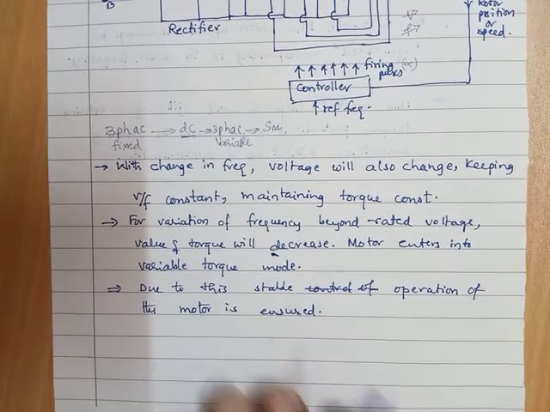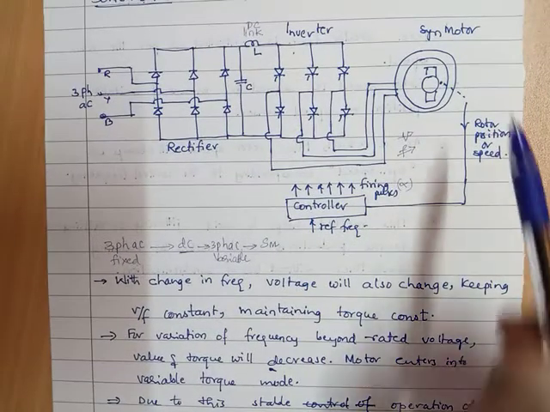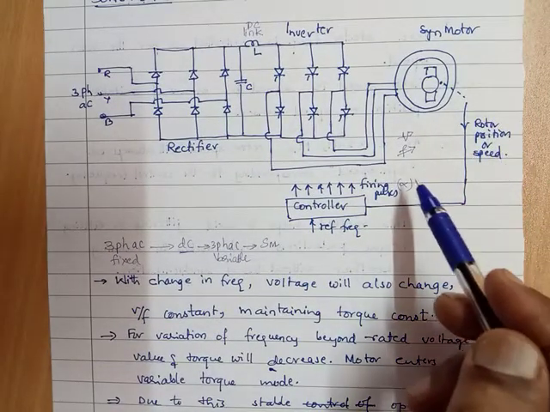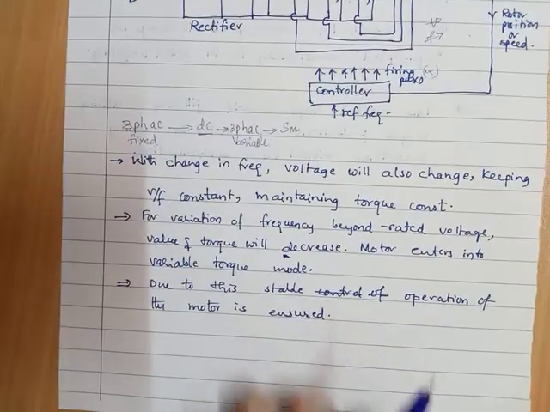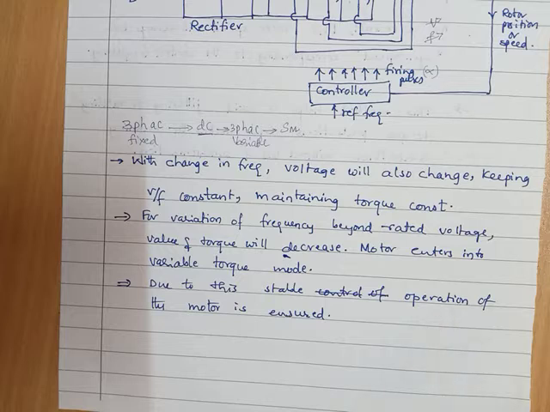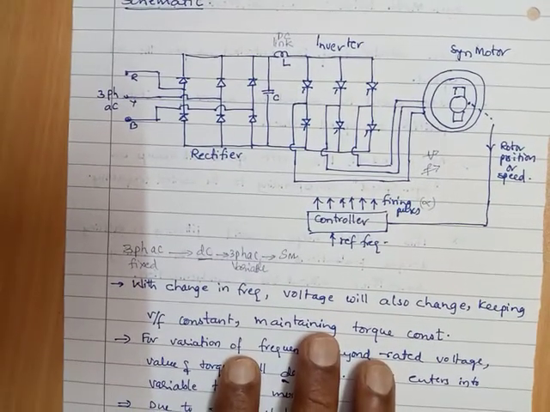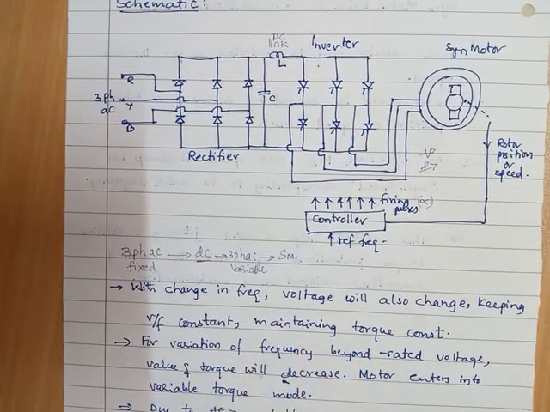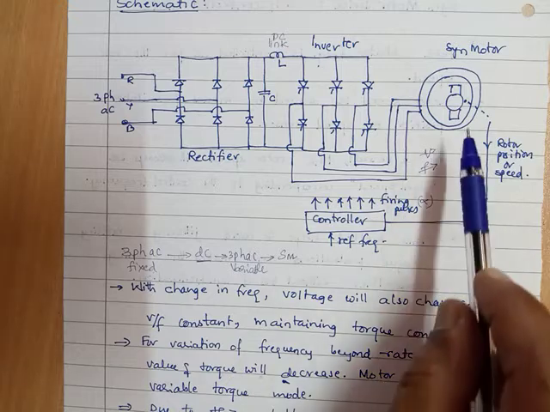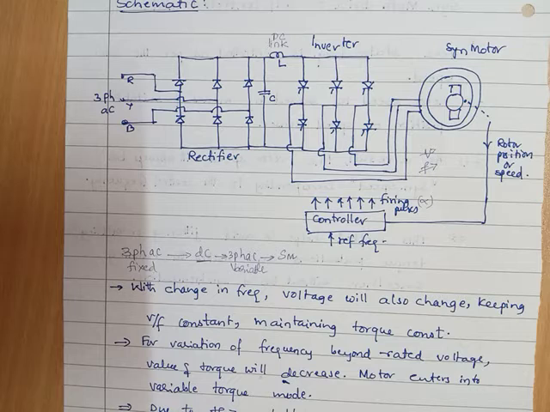Now the V by F controlled drive, with the rotor frequency itself monitored, will make the operation of the motor very stable. We get stable operation of the motor. That is the self-controlled mode. Why is it called self-controlled mode? It is called self-controlled mode because the motor speed itself is used for the control.